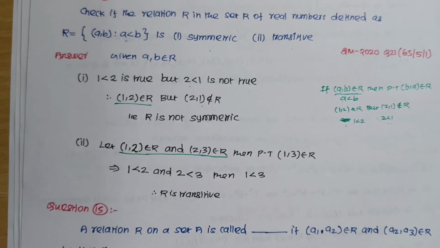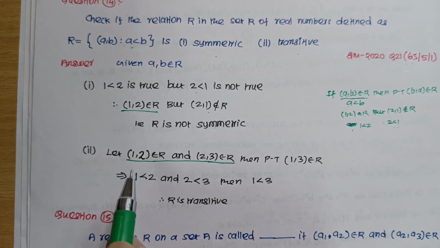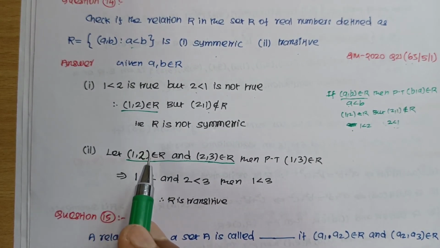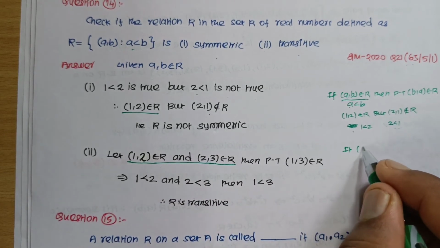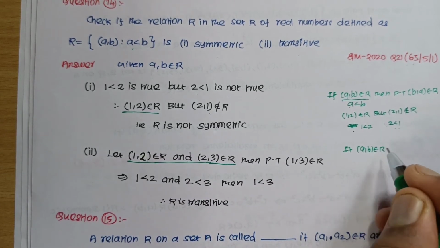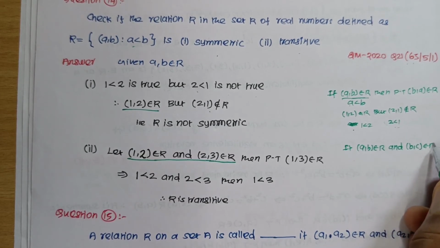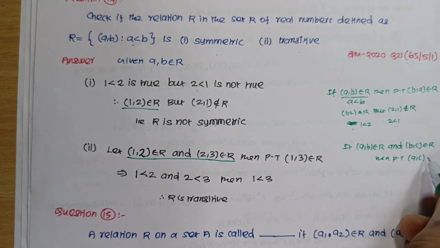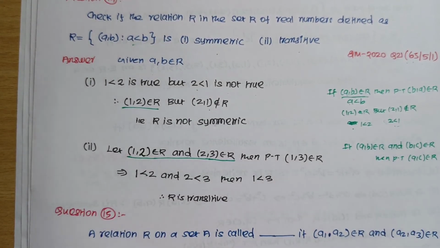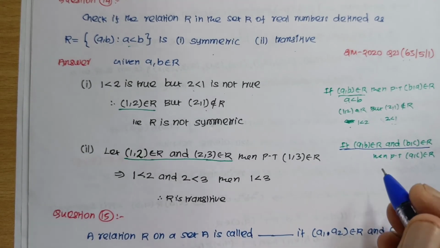Second condition, transitive. So let 1, 2 belongs to R and 2, 3 belongs to R. The transitive formula: if (a, b) belongs to R and (b, c) belongs to R, then prove or check (a, c) belongs to R. So the first two conditions must both be true. So we need to take two ordered pairs that are true.